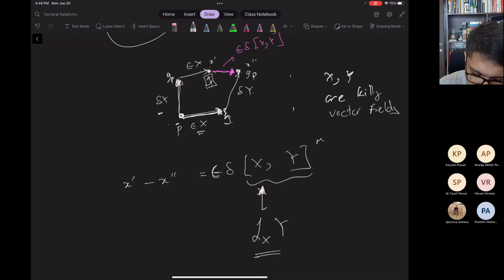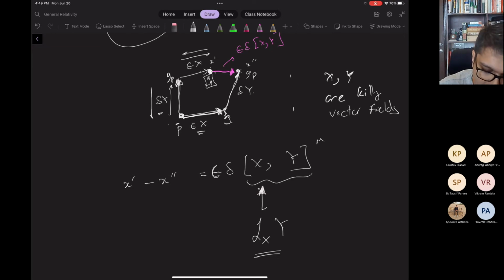Sorry, let me just backtrack. Just along y, if I flow and I pull back, then I'll get back the original metric. Just along x, if I flow and I pull back, then I'll get the original metric. Now what we're saying is that if I go here and I pull back, I get the original metric.